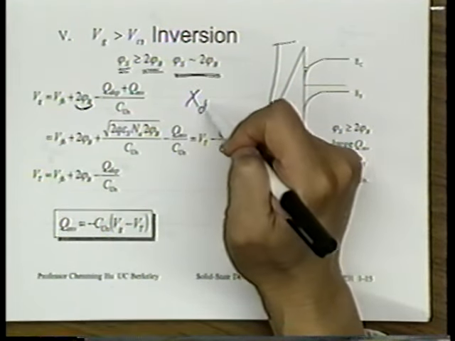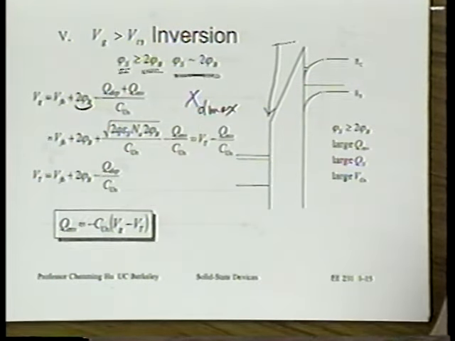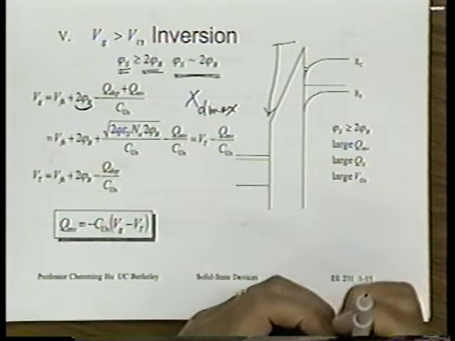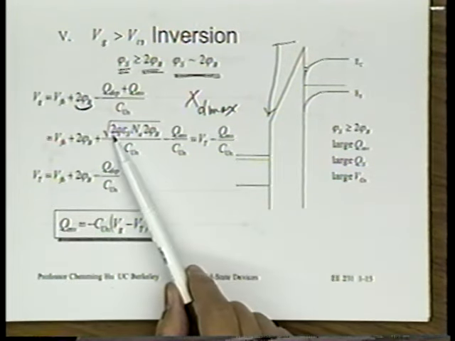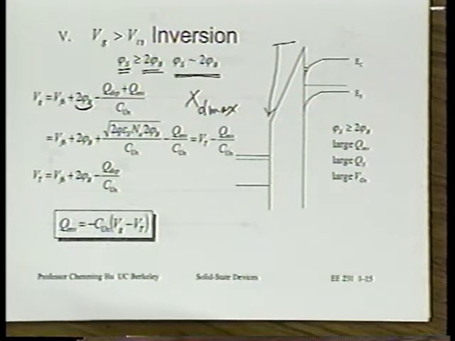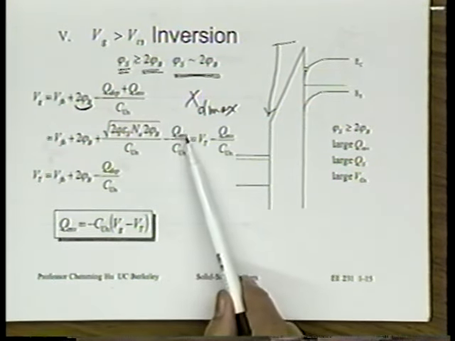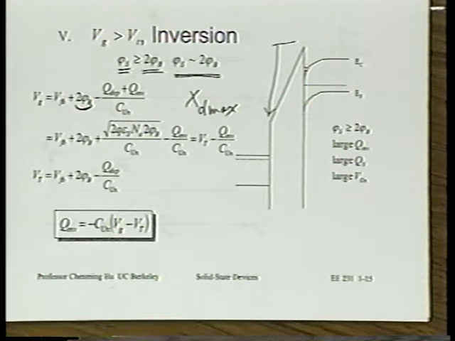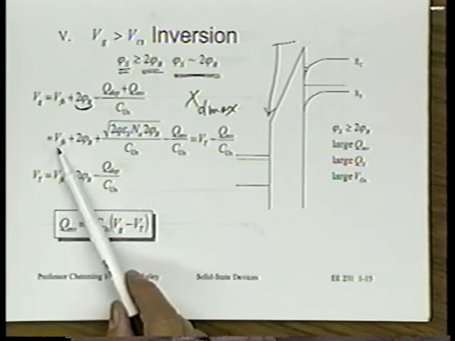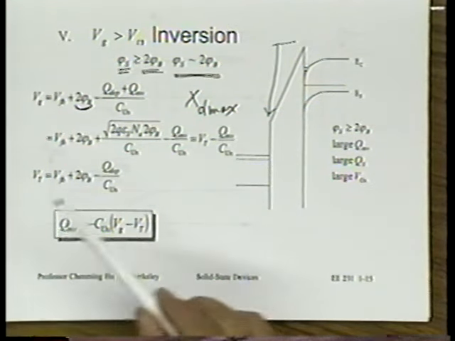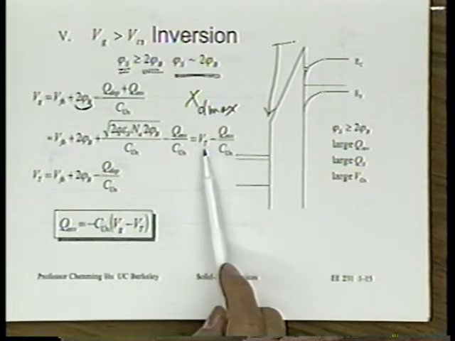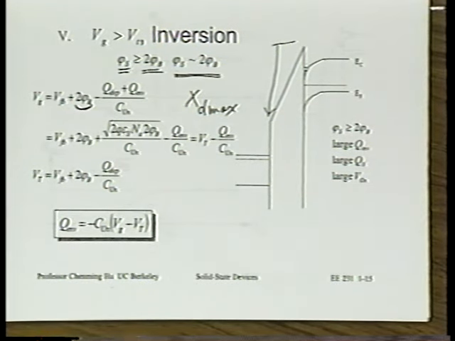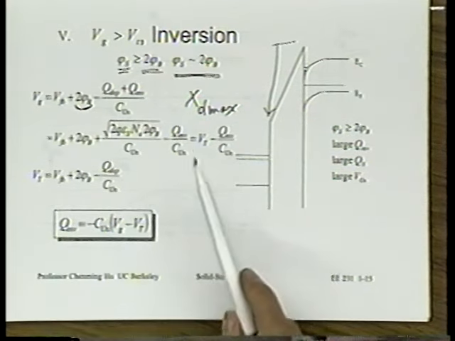In fact, you remember this quantity, this notation, XD max, right? Depletion layer thickness maxes out at this point, and therefore the charge doesn't increase and stays at 2 root of q epsilon S Na 2 phi B. And this remaining term is Q inversion over C ox. You see that? Now you notice the first three terms should look very familiar to you. What are these first three terms together? That's the VT that we talked about in the previous slide, isn't that right? Is that right?